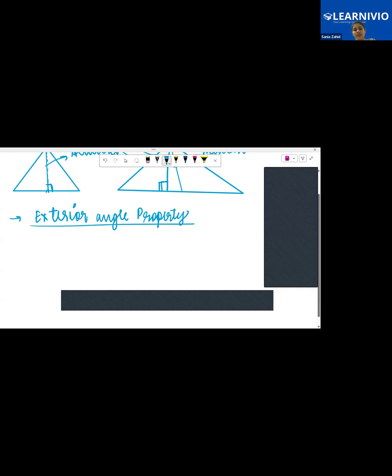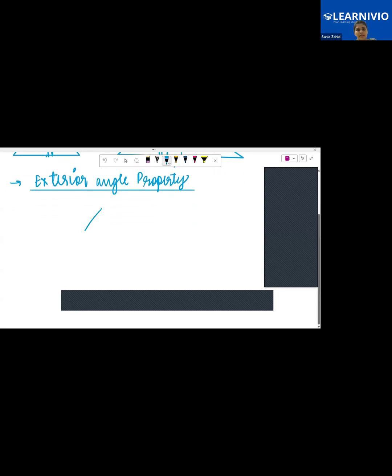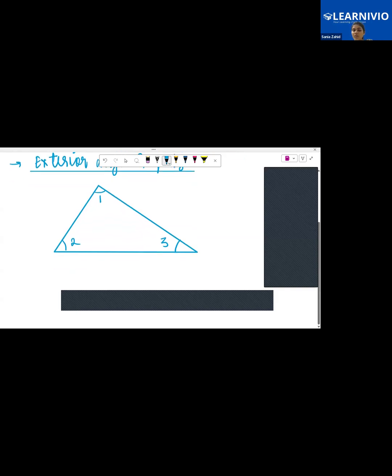So what is the exterior angle property? Basically, it states that when you have a triangle, it has three angles, angle 1, angle 2, angle 3. Now I can extend any one line. For example, I am extending this line, and I have this extra angle. This is angle number 4.